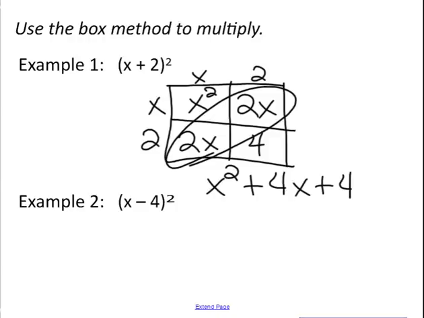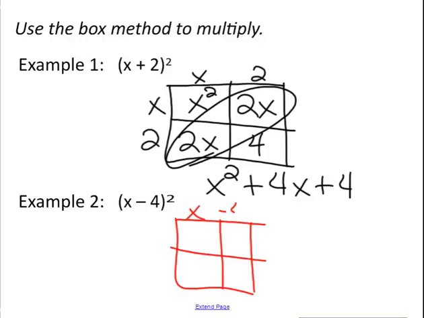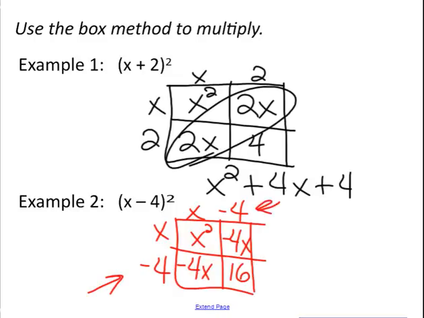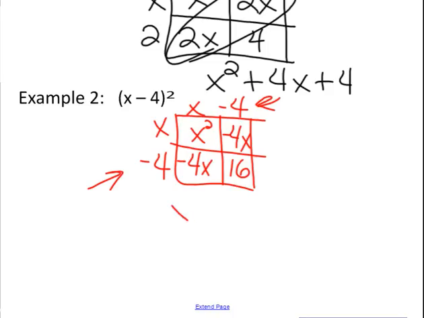Example 2, we're going to do a second example. Box method again. I have x and a negative 4, x and a negative 4. X times x is x squared, negative 4x, negative 4x, and a positive 16. Remember, a negative times a negative will give us a positive 16. I'm going to combine like terms: x squared minus 8x plus 16.